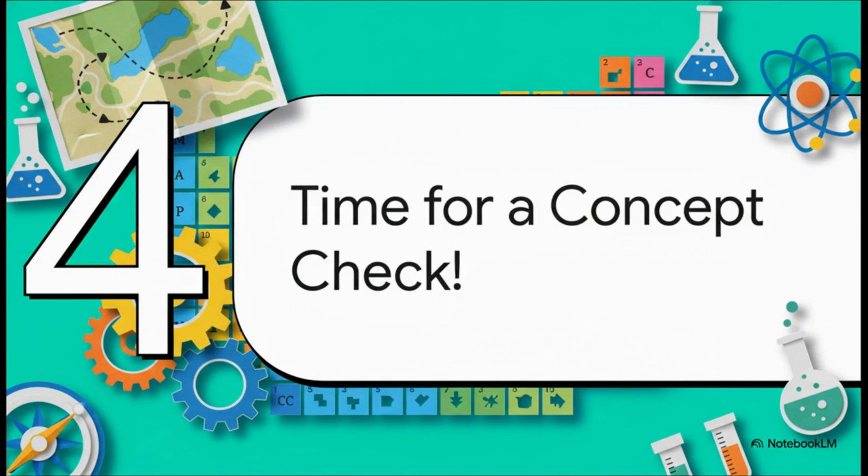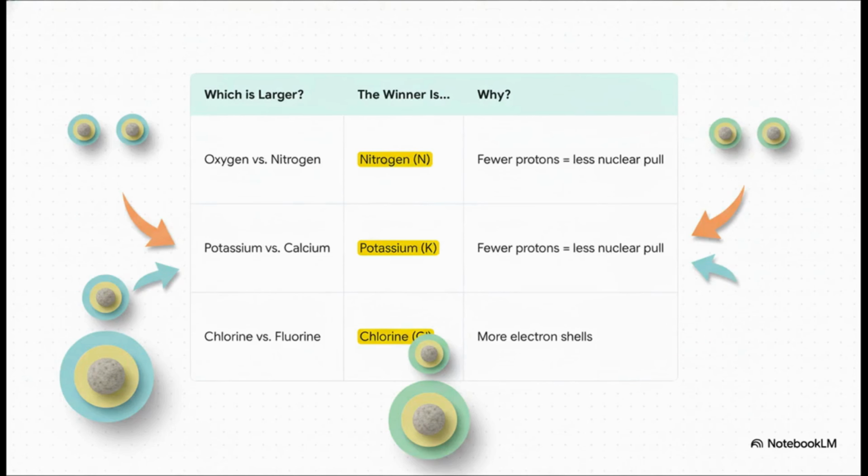All right, you have the secret decoder ring. You know how to read the map. Time to prove it. Let's do a quick concept check and see what you've got. Okay, let's check our answers. First up, oxygen versus nitrogen. Find them on the table. They're side by side. Remember the rule. As you go left, atoms get bigger. So, nitrogen wins. It has fewer protons, so its magnet is weaker.